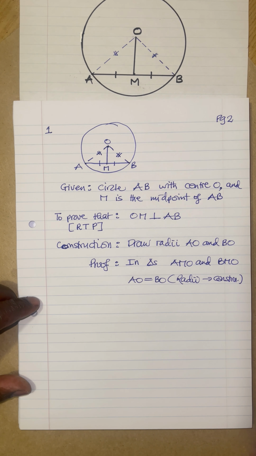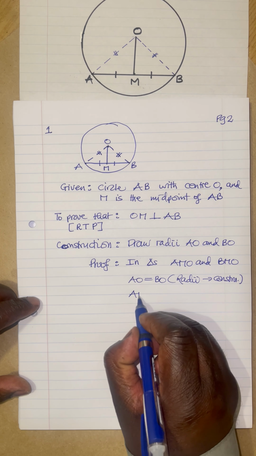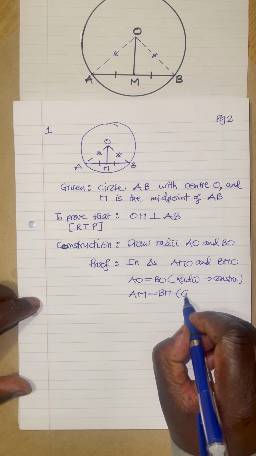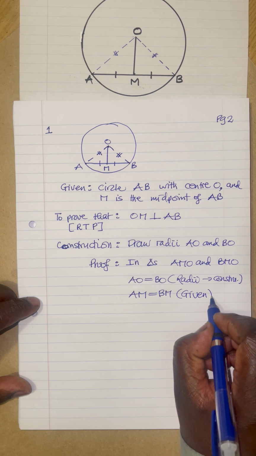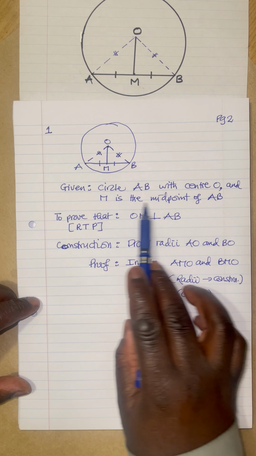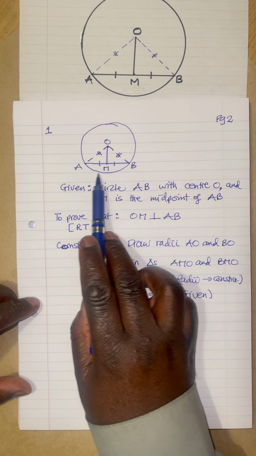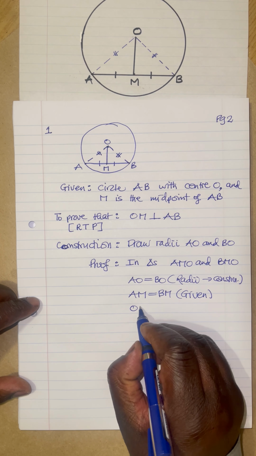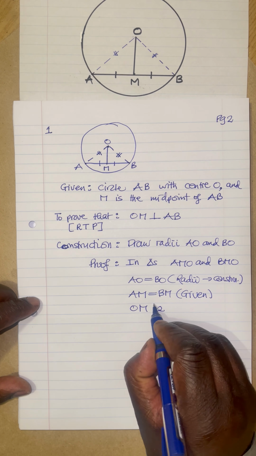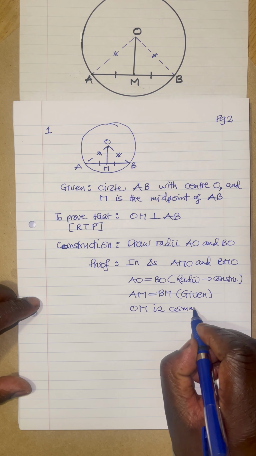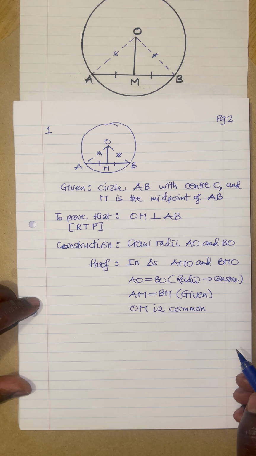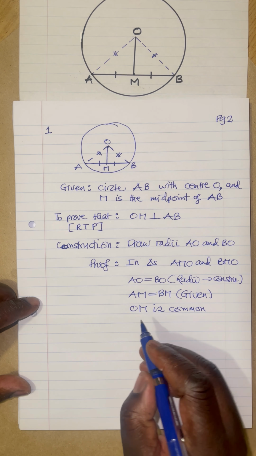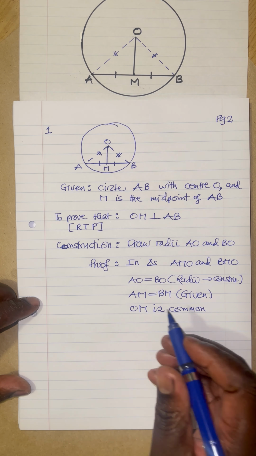Right. What else do we know? Well, we know that AM is equal to BM. Why is that the case? Well, it's given up here. M is the midpoint of AB. That means AM equals BM. What else do we know? Well, you can see that OM is common. Some people say OM is equal to OM. It's the same thing. So OM is common. And now we have three items mentioned, sufficient for us to conclude congruency.